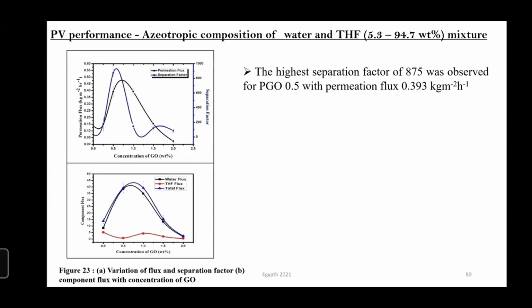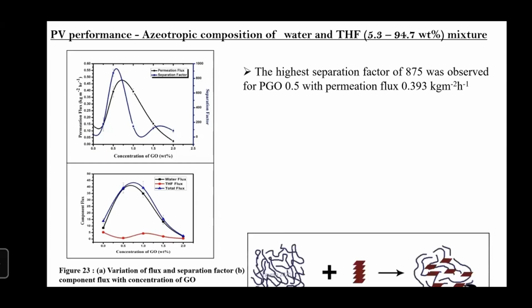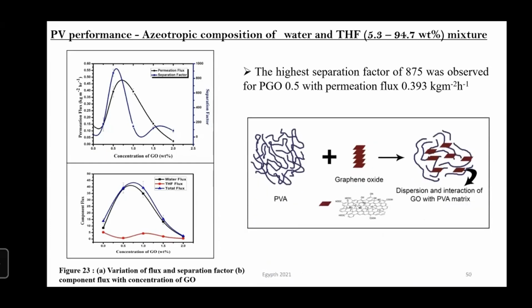So in this system, the highest separation factor of 875 was observed with a permeation flux of 0.393 kilogram per meter squared per hour. This one schematically represents the dispersion and interaction of the graphene oxide and PVA matrix.